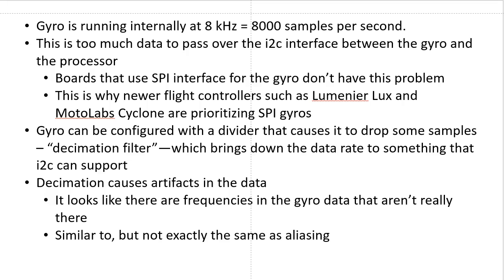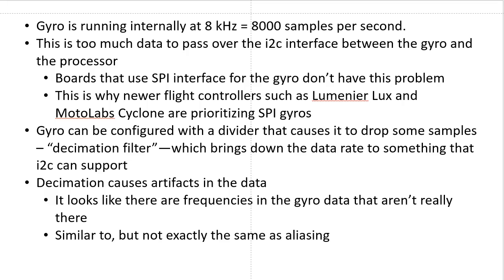The gyro runs internally at 8 kilohertz, 8,000 samples per second. But that's too much data to pass over the I2C interface between the gyro and the processor. Boards that use the SPI interface for the gyro don't have that problem, and they can actually have enough bandwidth between the gyro and the processor to handle the whole 8 kilohertz. But then you run into the issue where the processor itself can't keep up with that much data, okay?